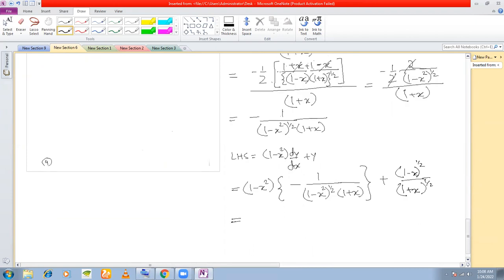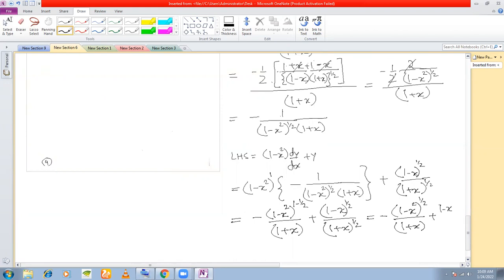Now see here, 1 minus x square, this is to the power of 1. So you can take this to the numerator to get 1 minus x square to the power of 1 minus half divided by 1 plus x plus, and you write this as it is, 1 minus x to the power of half divided by 1 plus x to the power of half. So what you get here? You get minus 1 minus x square to the power of half divided by 1 plus x plus 1 minus x to the power of half divided by 1 plus x to the power of half, right?